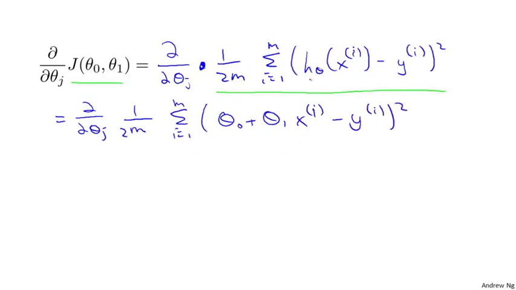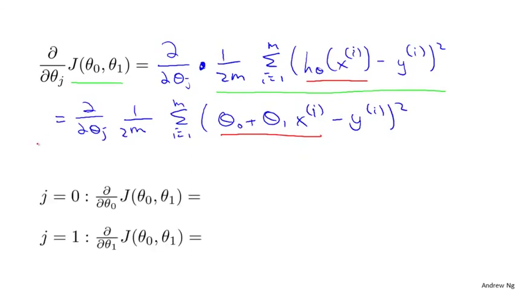And all I did there was take the definition of my hypothesis and plug it in. It turns out we need to figure out what this partial derivative is for two cases, for j equals 0 and for j equals 1. So we want to figure out the partial derivative for both the theta 0 case and the theta 1 case. And I'm just going to write out the answers.